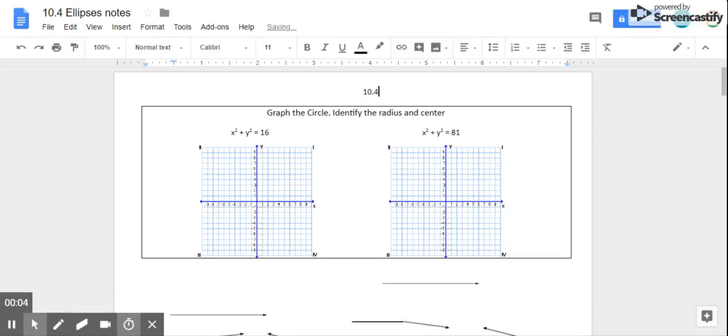So on your paper it should say ellipse notes, I think, at the top. Okay, so we're gonna do this box first. So this is just reviewing graphing a circle. So go ahead and try that on your own and then write out what the radius and the center are. So I'm gonna give you a second and then I will see if I can go ahead and write this information in for you.